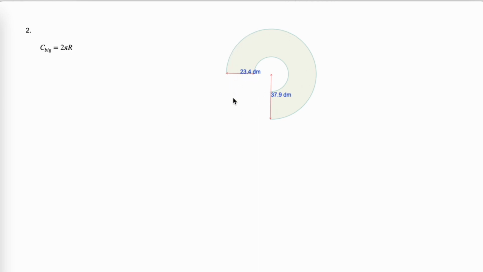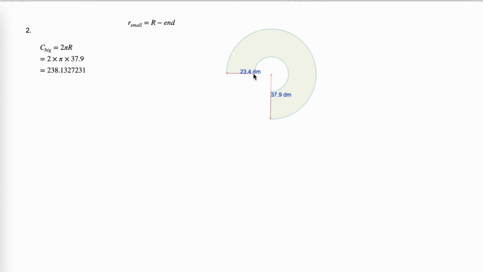I'm going to make this into a big circle and a little circle. I'm looking for the circumference of the big circle, which is 2 times pi times the big radius. The big radius is 37.9 decimeters. That's 2 times pi times 37.9, which gives us 238.1327231 decimeters.